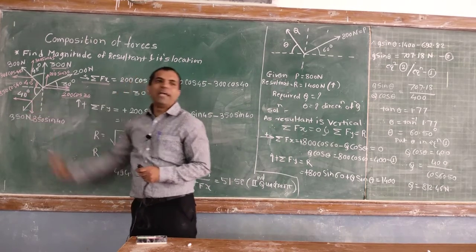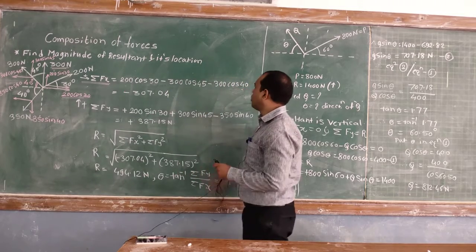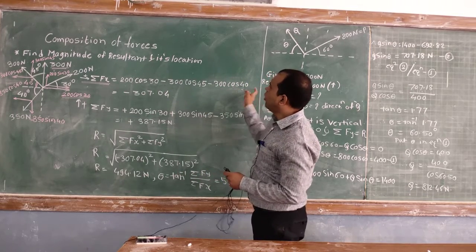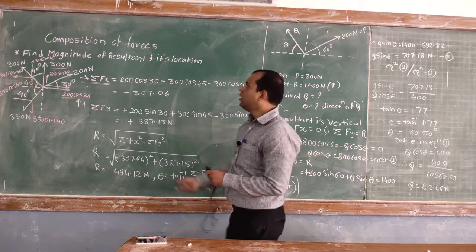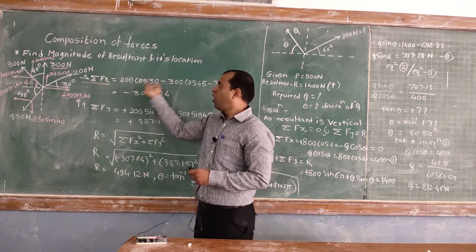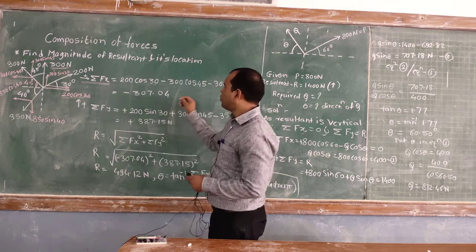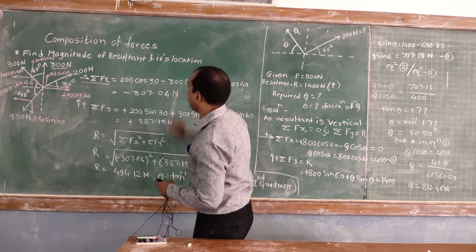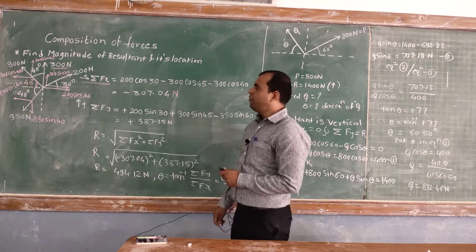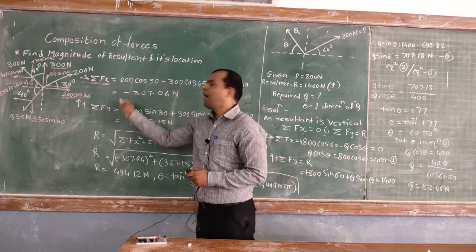and the fourth force 350 Newton, what is its x component? Minus 350 cos 40 degree. So if we algebraically add these components, you will get the summation of F of x of all the forces, which comes out to be 307.04 Newton. Okay, similarly we have to find out the summation of F of y.